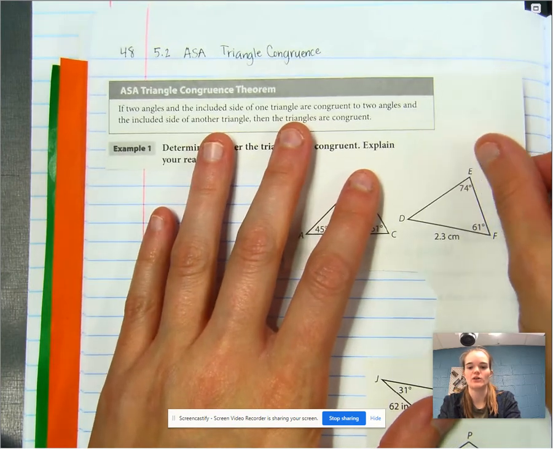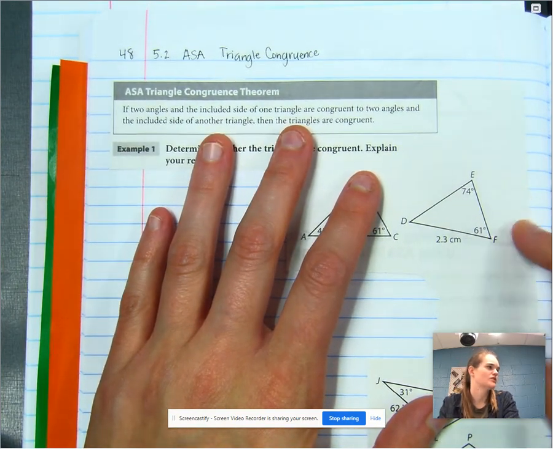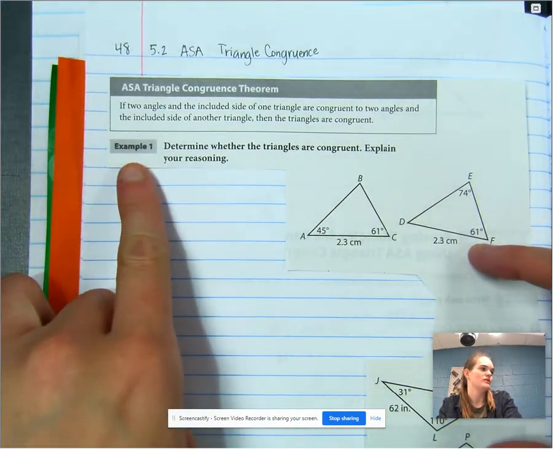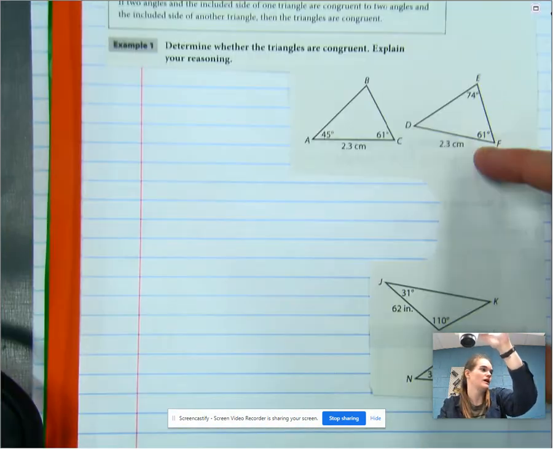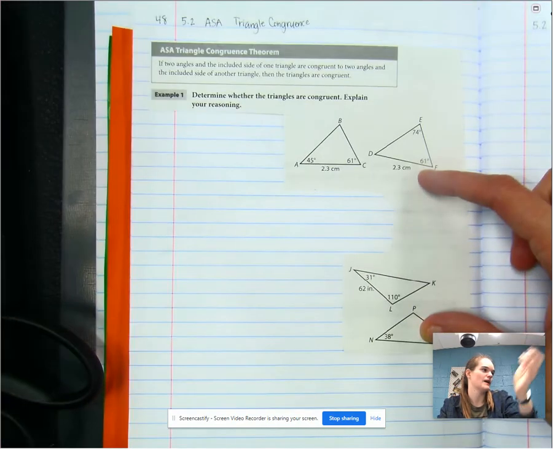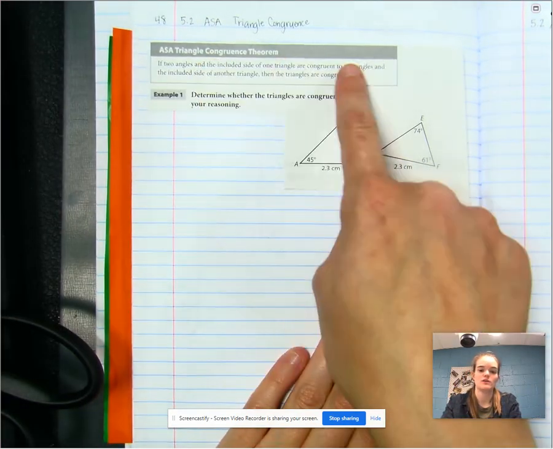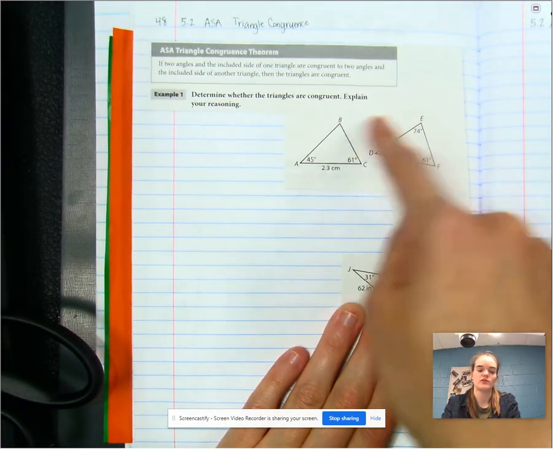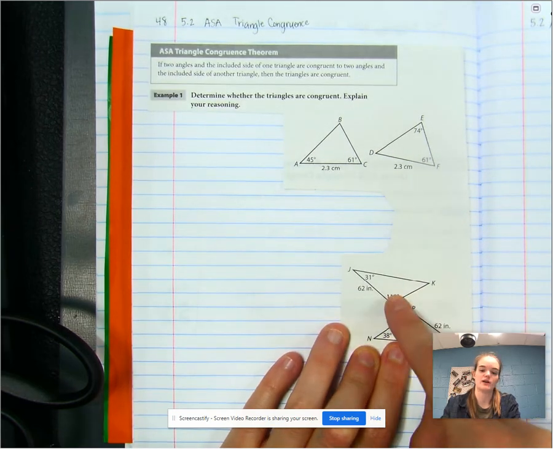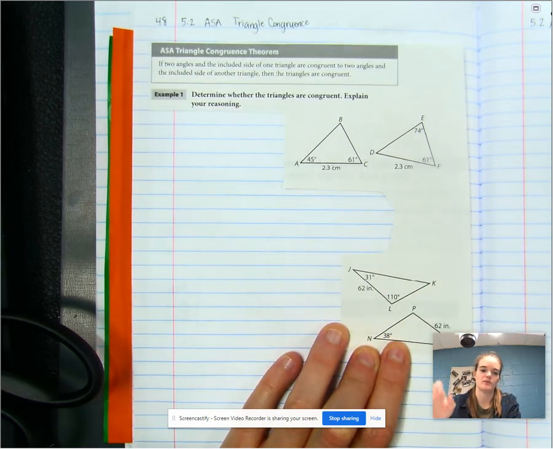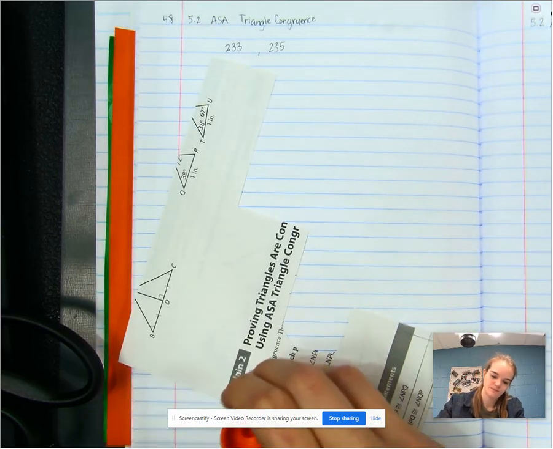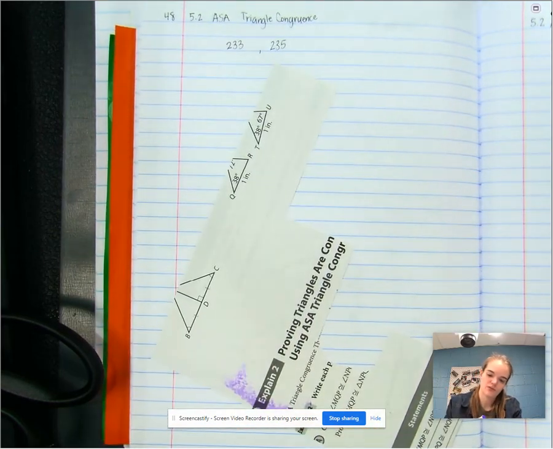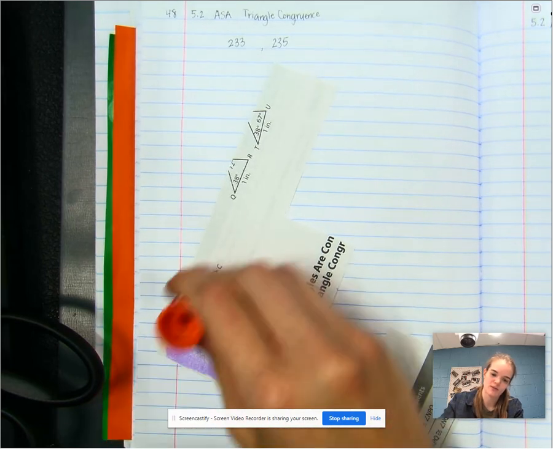You need the triangle congruence theorem with that box. You need the example 1, the directions, this pair of triangles, and this pair of triangles, okay? That's what you need. Theorem, directions, pair of triangles, pair of triangles. You can cut this apart if you want to. That doesn't matter. I just did it in one piece. So pause the video to cut out what you need to cut out. I'm going to glue mine in.